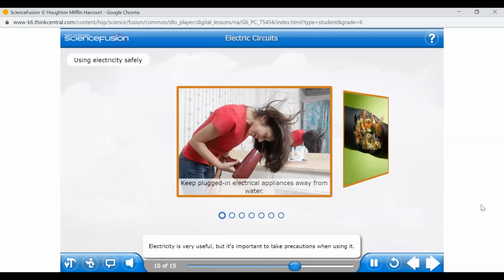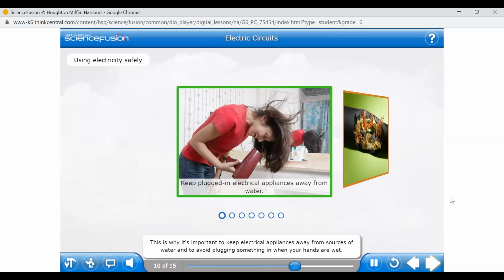Electricity is very useful, but it's important to take precautions when using it. Click each image to learn some of the ways to use electricity safely. Water acts as a conductor of electricity. This is why it's important to keep electrical appliances away from sources of water and to avoid plugging something in when your hands are wet. Since your body can also conduct electricity, never touch the metal parts of an electrical device as you plug it in.